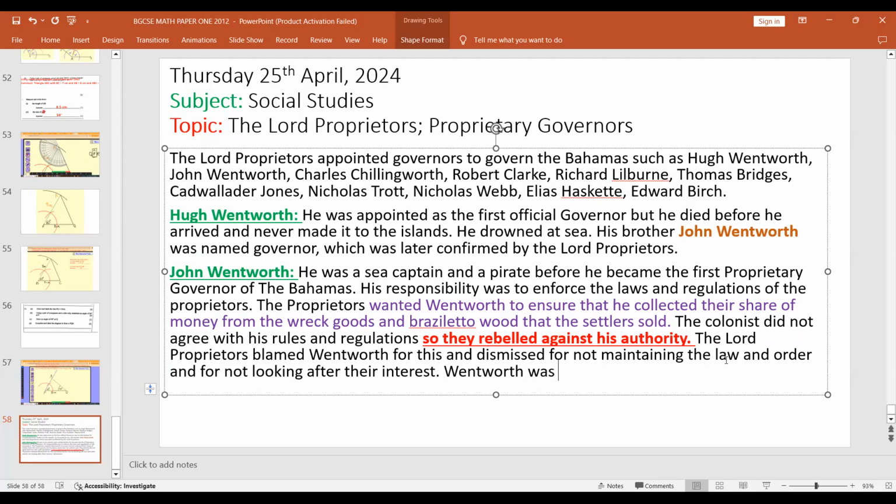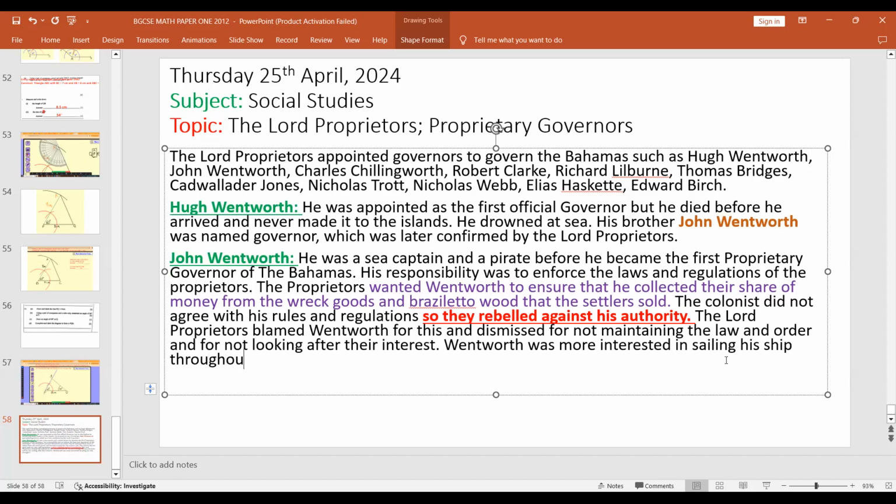Wentworth was more interested in sailing his ship throughout the islands and searching for wrecks and ambergris, which they could sell.